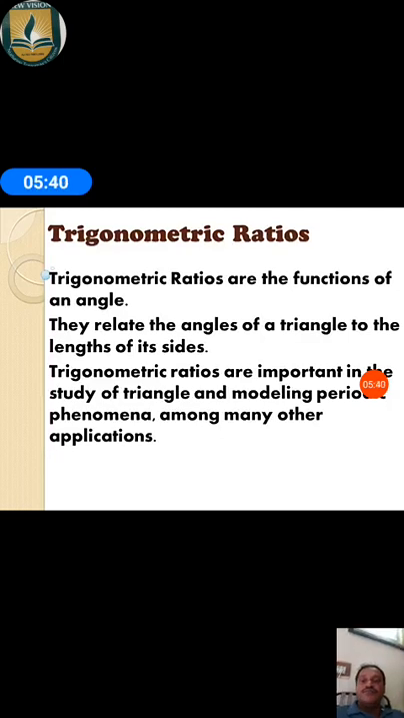The basic trigonometric ratios are the functions of an angle. They relate the angles of a triangle to the lengths of the sides. Trigonometric ratios are important in the study of triangles and modeling periodic phenomena, among many other applications, as we observed now in the previous clippings. It has a wide range of applications.